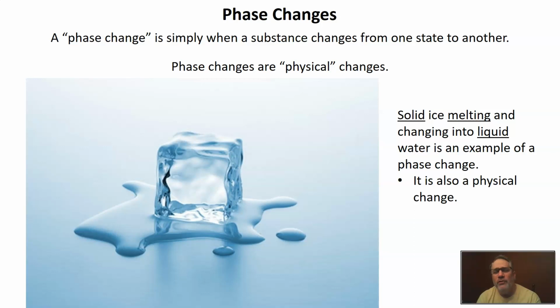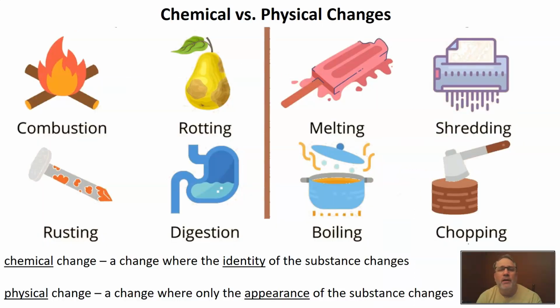So when we say something is a physical change, what does that mean? There are two types of changes. We have chemical changes and we also have physical changes. We won't talk a lot about chemical changes, but let's at least look at some examples. Fire or combustion is an example of a chemical change. Rotting, anytime you have a piece of fruit or milk spoiling, is an example of a chemical change. Rusting is an example of a chemical change, and your body actually performs a chemical change on the food that you digest. Okay, so a chemical change is simply a change where the identity of the substance changes.